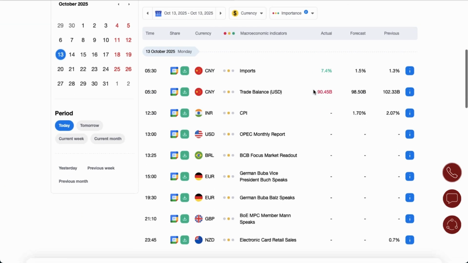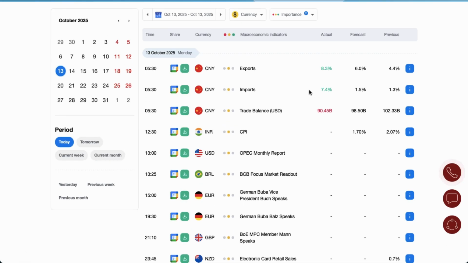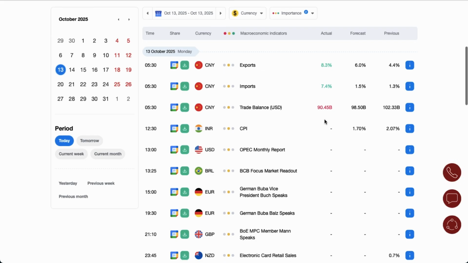First off is data from China, export and imports, all of them beats the expectations significantly. This month, exports up from 4.4 to 8.3, imports up from 1.3 to 7.4, and trade balance down from 1.2 billion USD to 90 billion USD.